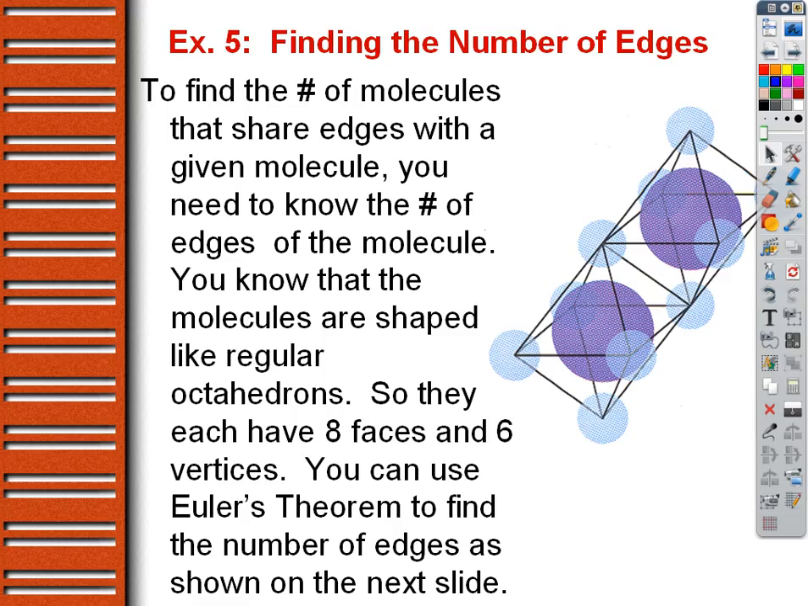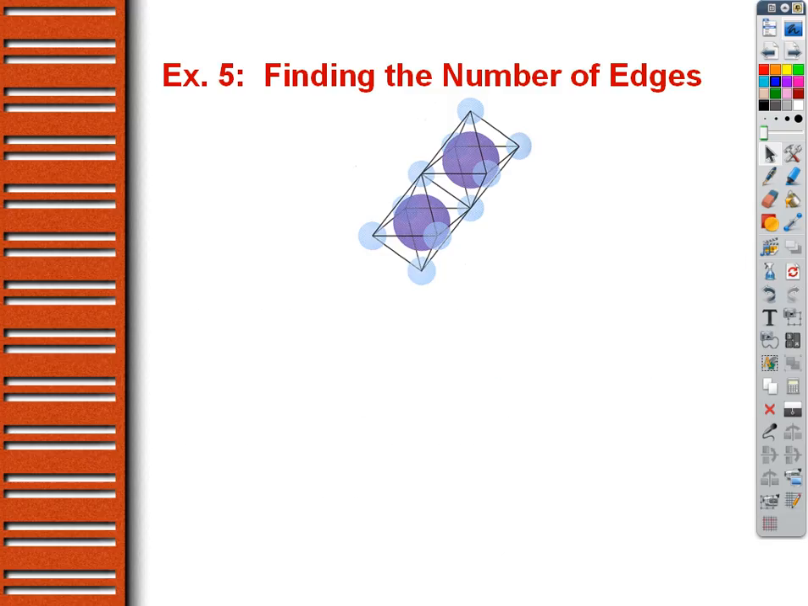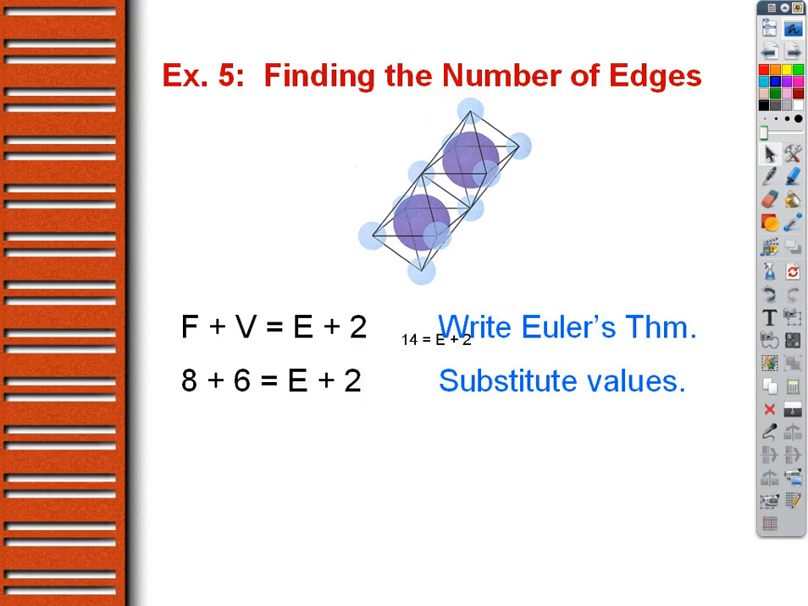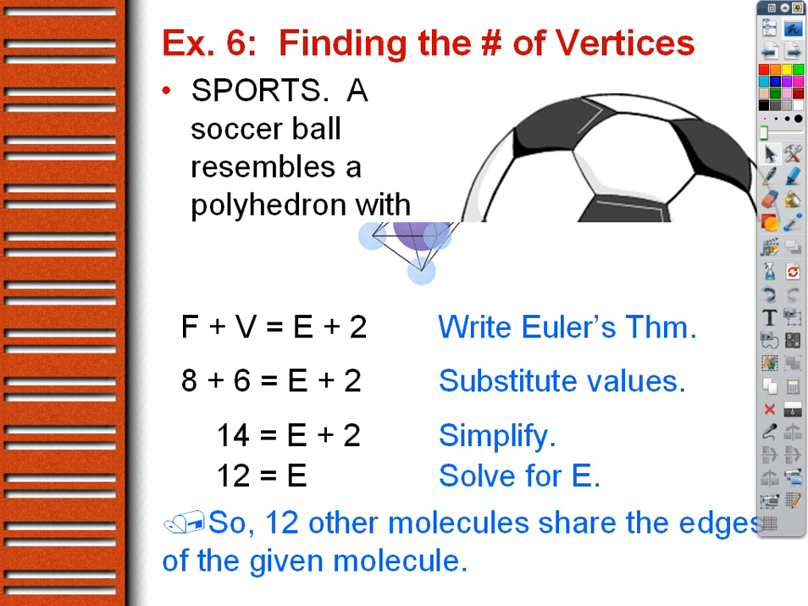F plus V equals E plus 2, right? So 8 and 6 is 14. That must equal E plus 2. That's 2 more than the number of edges. How many edges are there? 12, sure. Right, here's the math. We can plug in the values. So I get 14 on the left side. Subtract 2 from both sides, and I find out, sure enough, that there are 12 edges. And so that's important for us. We need to know how these molecules connect to each other when we're studying table salt for whatever reason. Okay? So there it is.